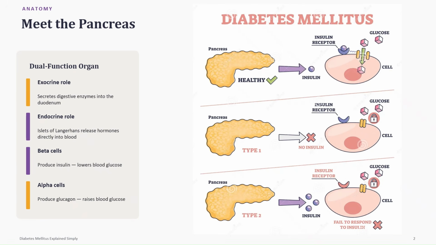Think of insulin and glucagon as a team. Insulin lowers blood sugar, glucagon raises blood sugar. Together, they keep blood glucose within a healthy range. The moment insulin becomes absent or ineffective, diabetes develops. So remember this: beta, insulin; alpha, glucagon. If you remember only one thing from this slide, remember that.